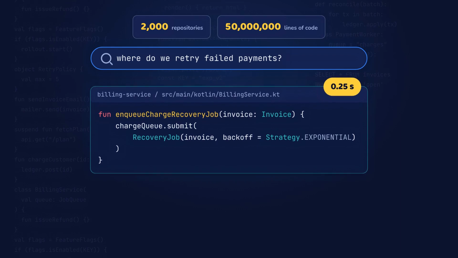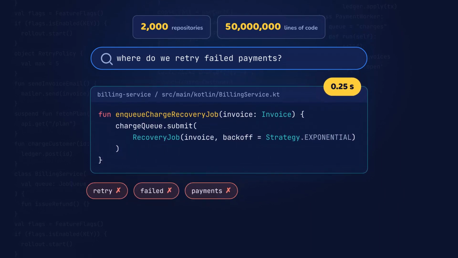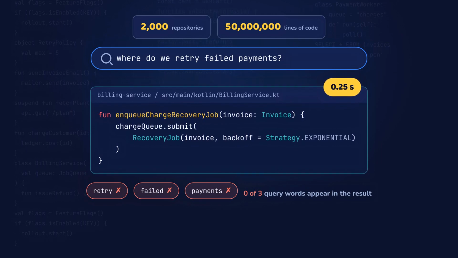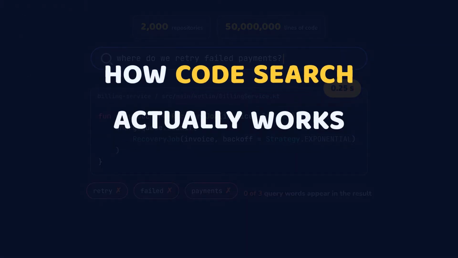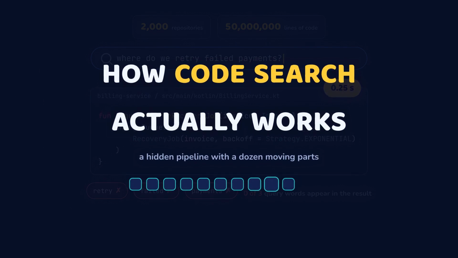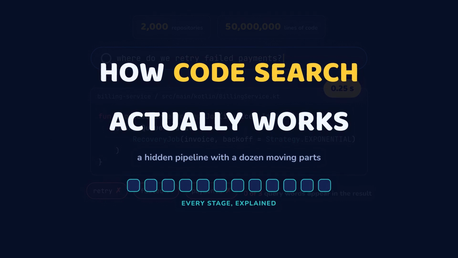A function called enqueueChargeRecoveryJob. Now look closely. No retry, no failed. Not one single word from the question appears in the code it found. So how did the computer find it? That's not one trick. That's a hidden pipeline with a dozen moving parts. And by the end of this video, you'll know every stage of it.